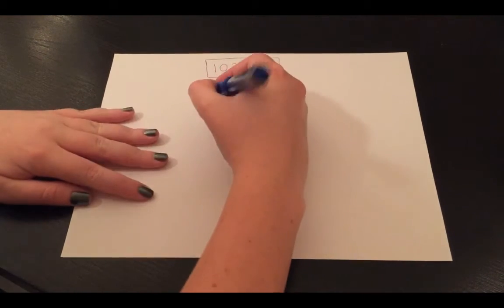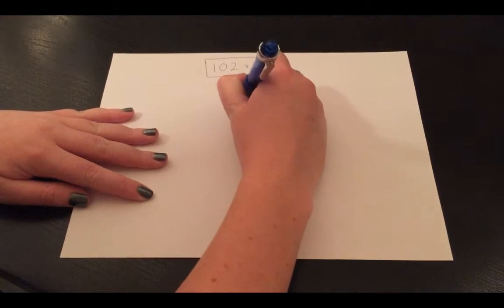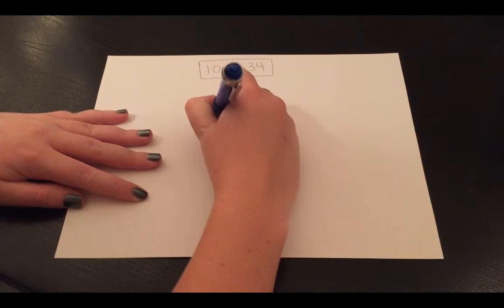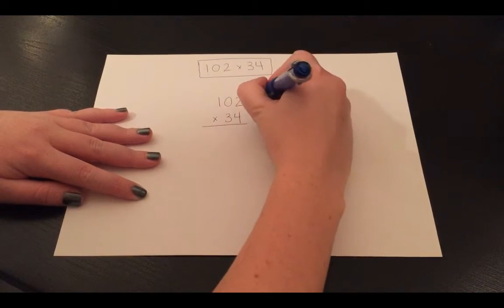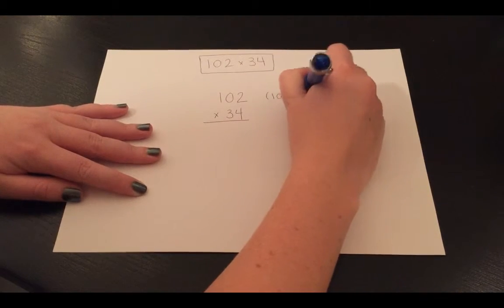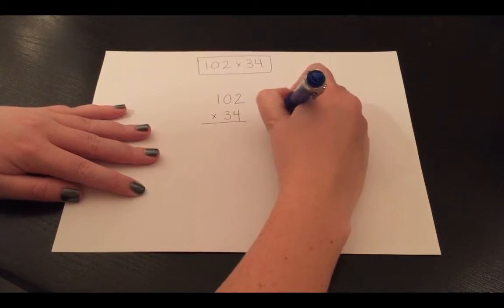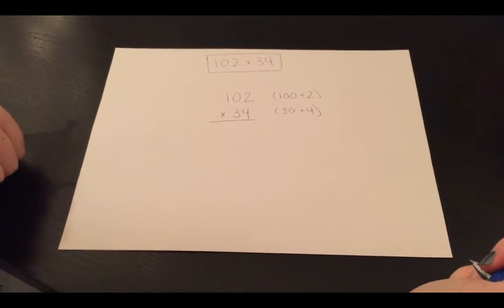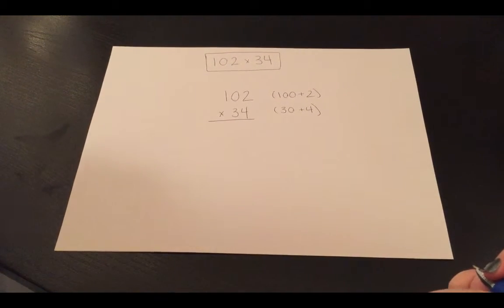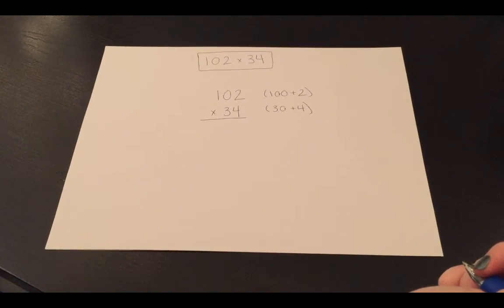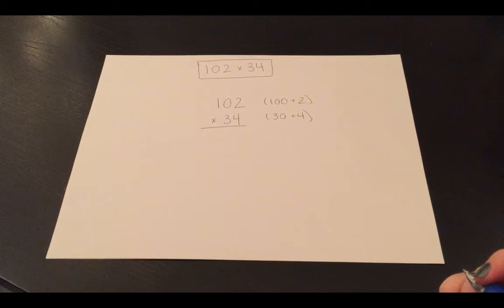So again, we set it up just like our standard algorithm. And I'm going to write them in expanded form off to the side. I am again choosing not to add the place value lines, but please feel free to do so if that makes you or your students more comfortable. Take a minute to pause the video and set up your problem.